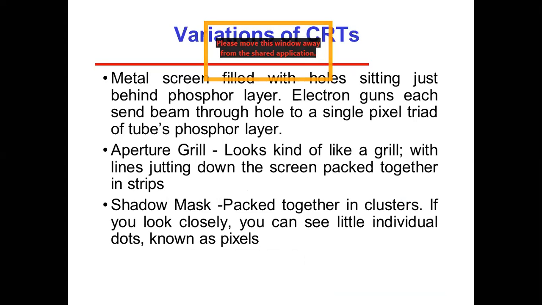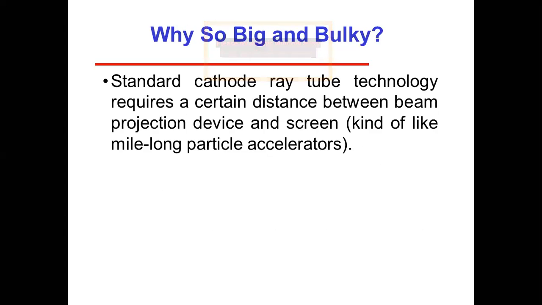Now there is a metal screen filled with holes sitting just behind the phosphor layer. Electron guns each send a beam through a hole to a single pixel. There is also the aperture grill, which looks kind of like a grill with lines jutting down the screen, packed together in a screen. So again, there is a shadow mask type. So what is the shadow mask? Packed together in clusters. So these are available in the form of clusters. If you look closely, you can see little individual dots known as pixels. So in the case of the shadow mask, we are using a number of pixels.